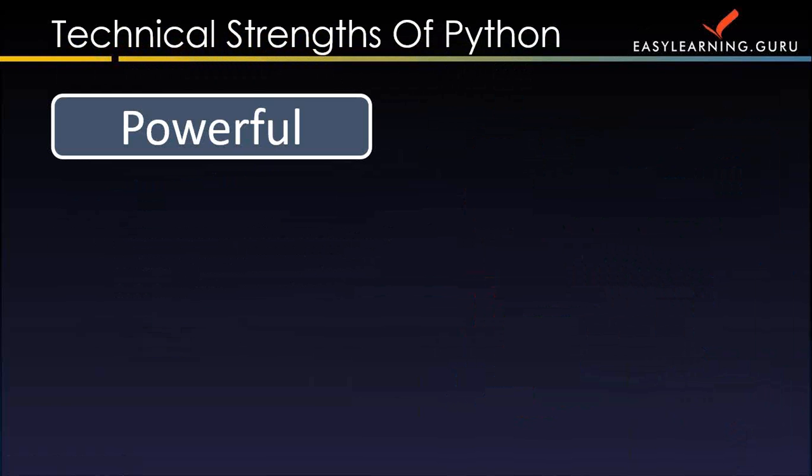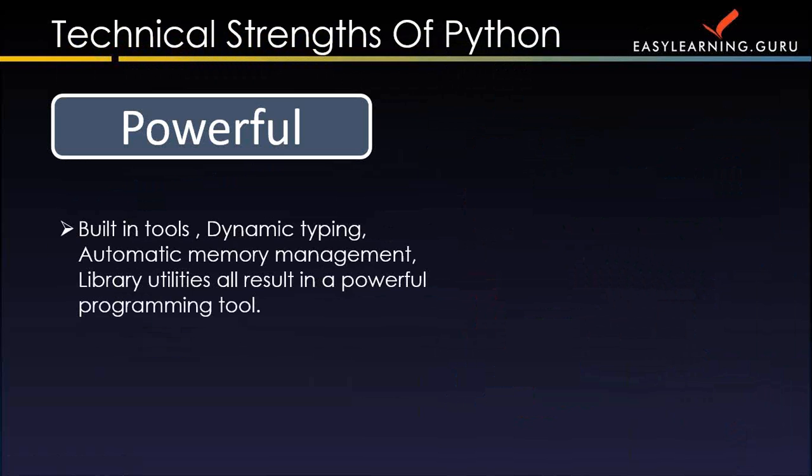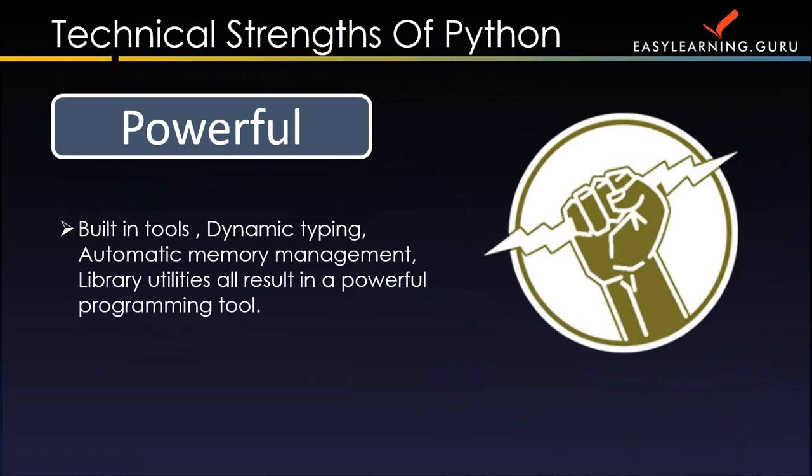Moving ahead, we have the next strength, that is powerful. Now, Python provides all the simplicity and ease of use of a scripting language along with more advanced software engineering tools typically found in compiled languages. Unlike some scripting languages, this combination makes Python useful for large-scale development projects. Some of the main things you find in Python's toolbox are built-in tools, dynamic typing, automatic memory management, library utilities, etc. So from a features perspective, Python can be hybrid very easily.